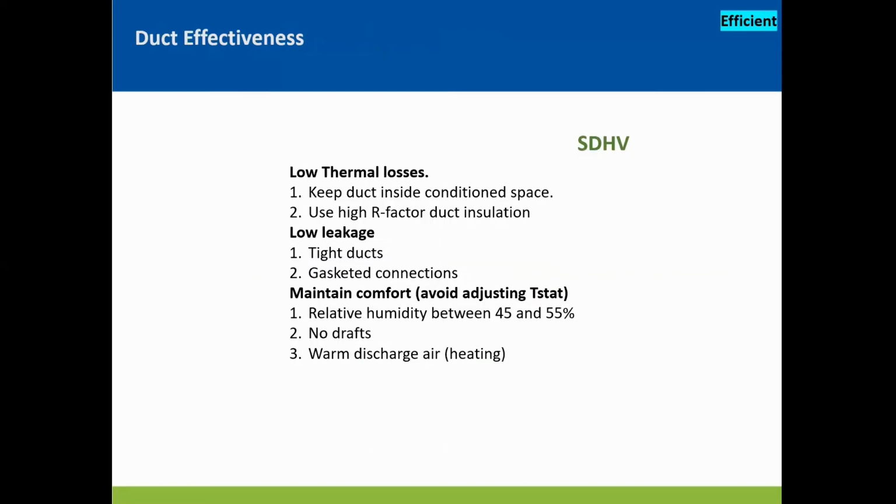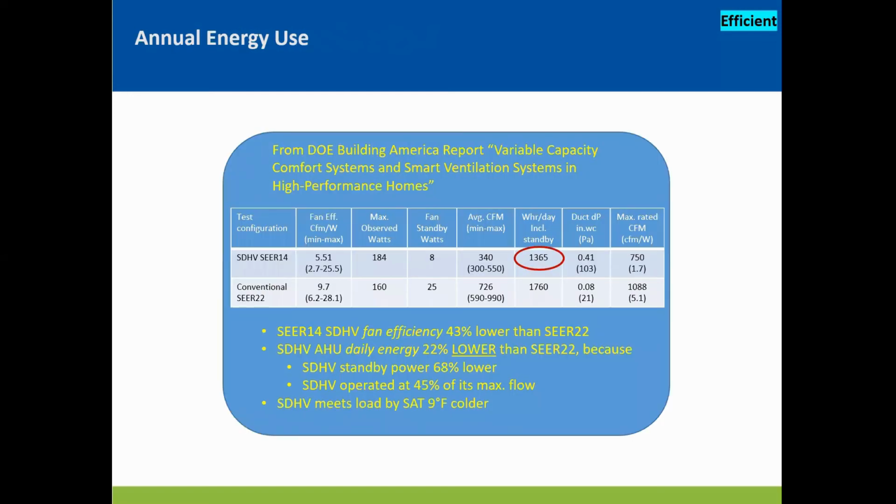So kind of following up, the small duct high velocity has low thermal losses. It's great for efficiency, high R factors. The insulation is a little bit more dense than a normal flex duct, and the very tight connections usually gasketed. Okay, check, check, check. Relative humidity, don't need a dehumidifier at all or very often. Okay, no drafts, warm discharge for heating. Very, very nice.